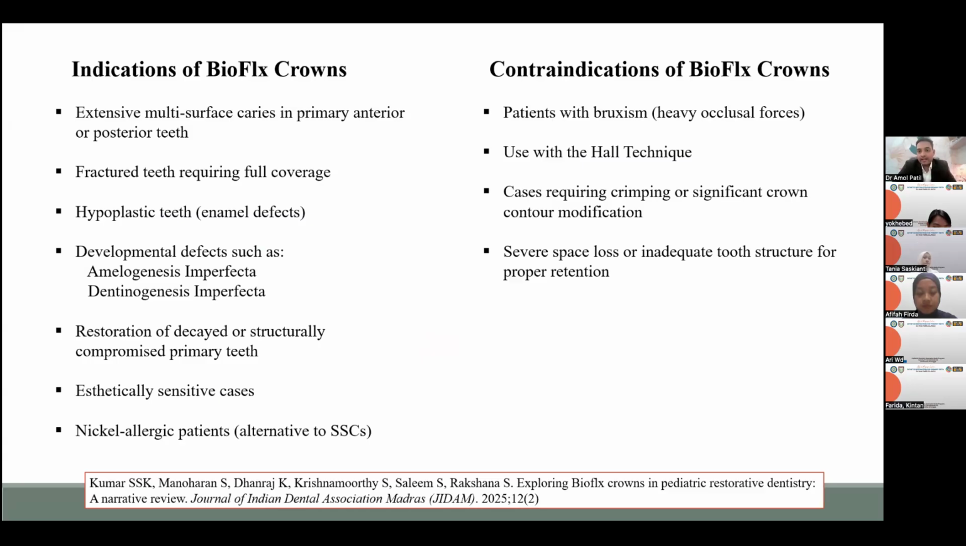Also, they are contraindicated if you're planning to do the Hall technique with these crowns. Then cases requiring crimping or significant crown contouring, again, are contraindications. In cases where there is severe space loss or inadequate tooth structure for proper retention, again, these crowns cannot be used.